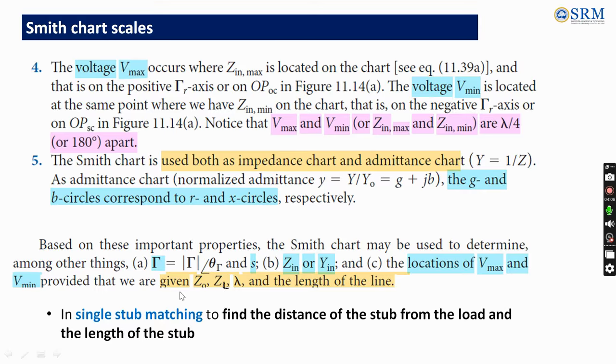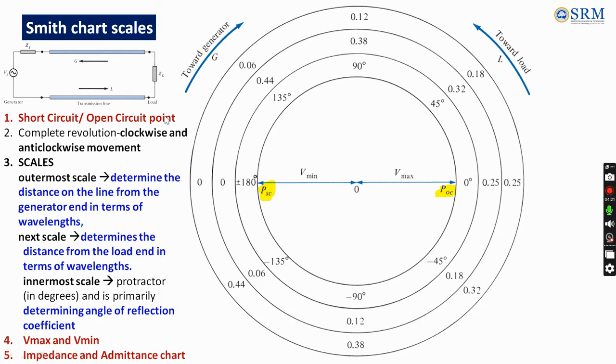And apart from finding these characteristics, in single stub matching, the Smith chart is used to find the distance of the stub from the load and also the length of the stub. This we will see in the upcoming session. So this is the summary of the Smith chart scales available here. Hope you understood the different scales.